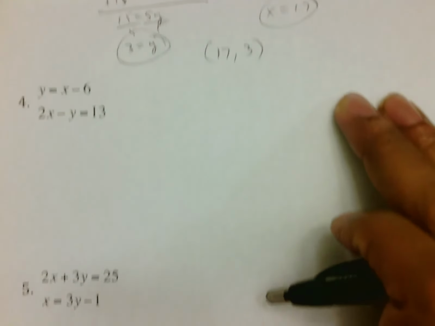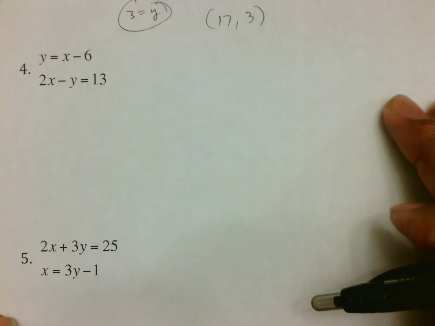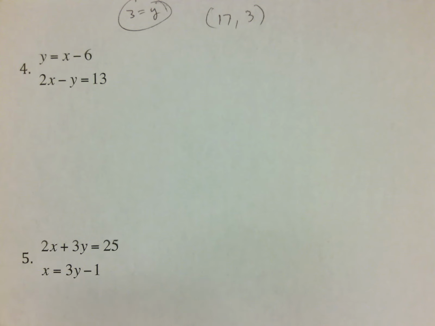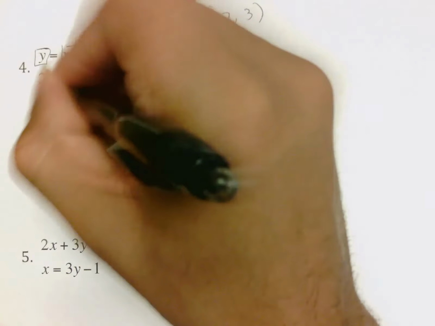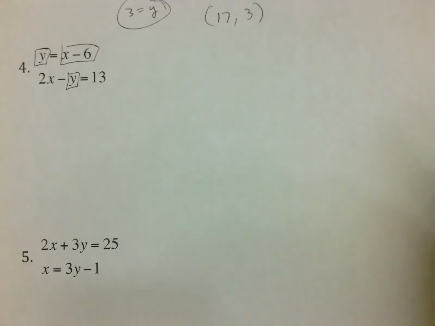Couple more here before we close out. We're just going to do 5 of them. Again, just to make sure you can see that the new process really is nothing compared to what you already know. Y is equal to x minus 6. 2x minus y is equal to 13. Here is the variable that's by itself. Here's what it's equal to. That is where my y is, which is where I'm going to put it.